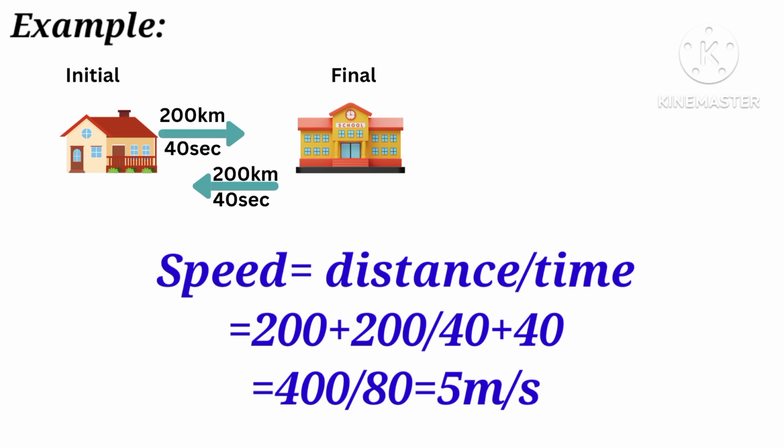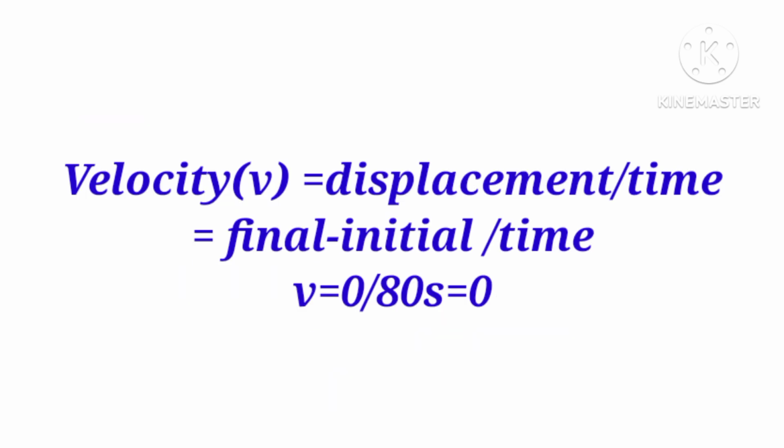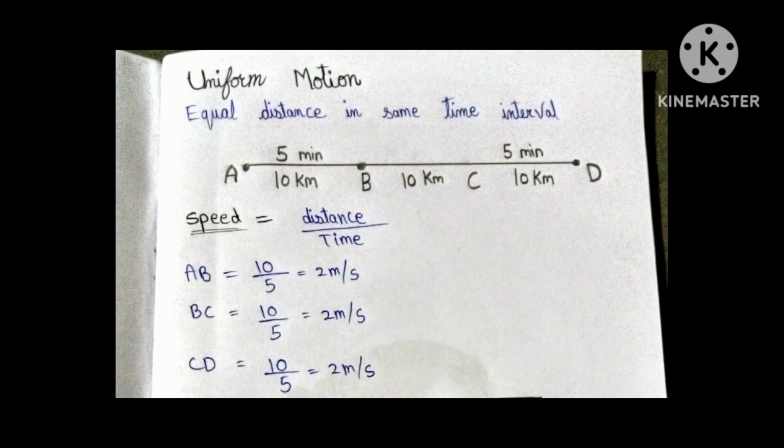The velocity will be 0 when a body travels a certain distance and returns to the same point immediately. That's why here the velocity is 0.